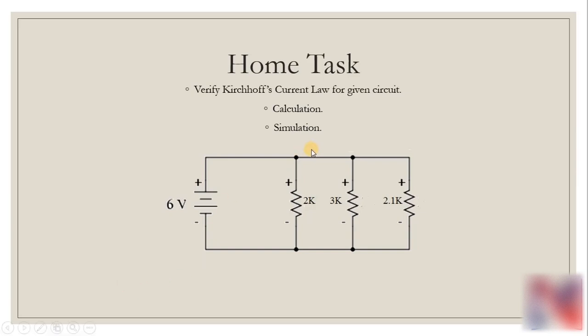Here you have two nodes if you take the above nodes, and you have 4 nodes in total if you take all the nodes. And here you have 3 meshes or 3 loops and only one voltage source. So you need to verify KCL for all the nodes present in this circuit through calculations as well as simulation.